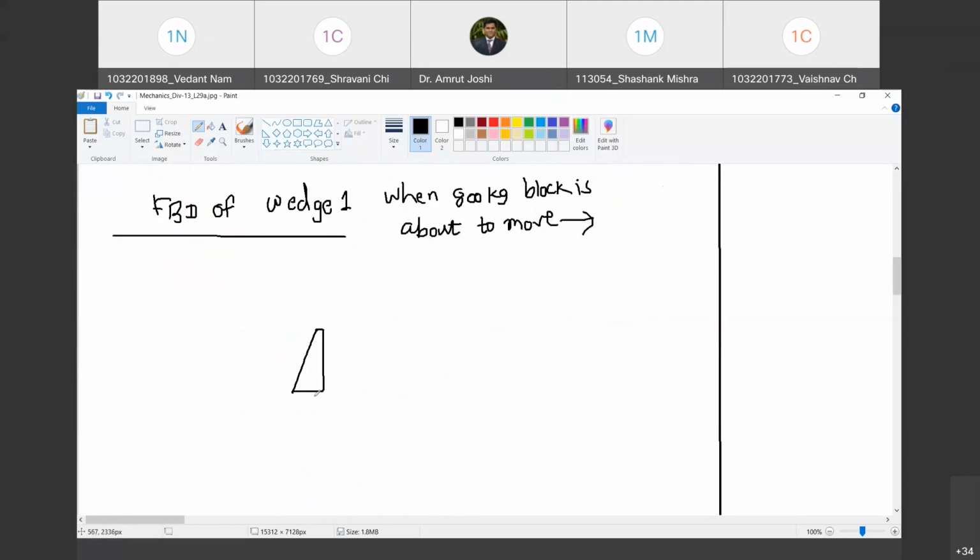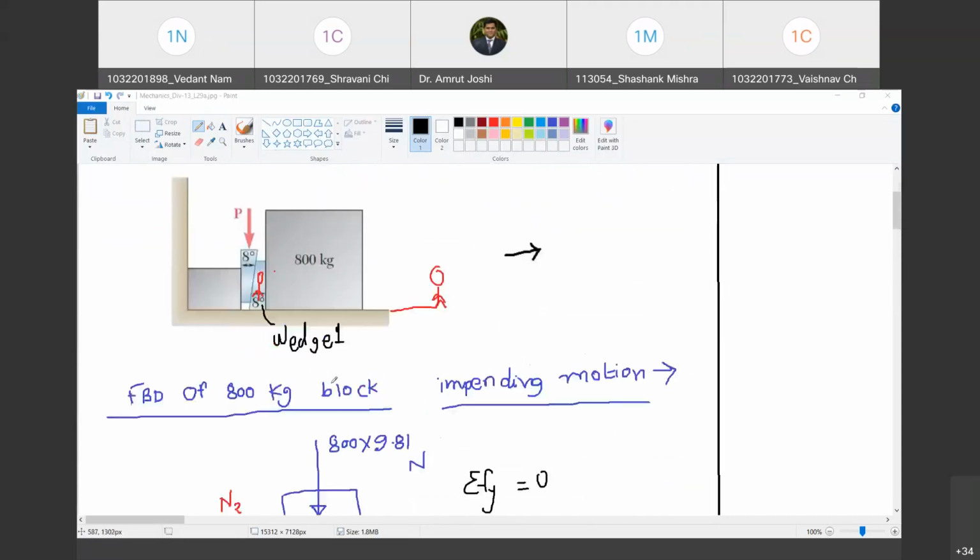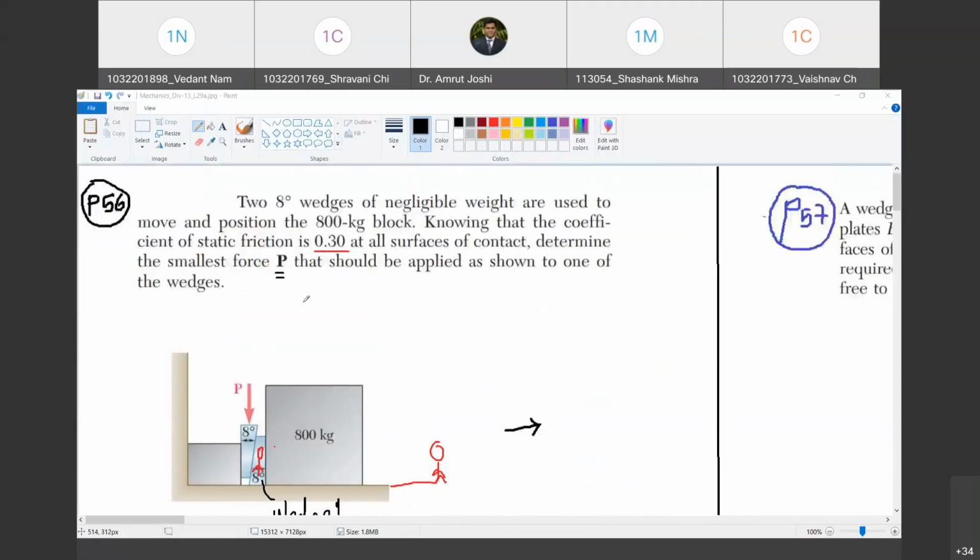Free the wedge from all external agencies and show what the external agencies must have been doing. Happy? Yes, sir. So I have freed the wedge from all external agencies. The first external agency is Earth. So I must show the self weight of the wedge. Do you agree with me?